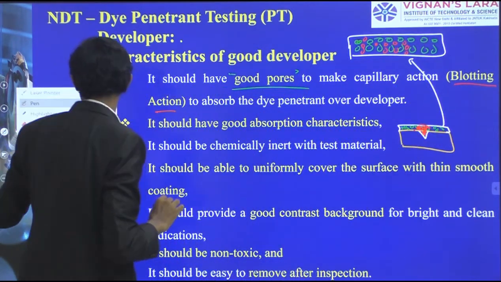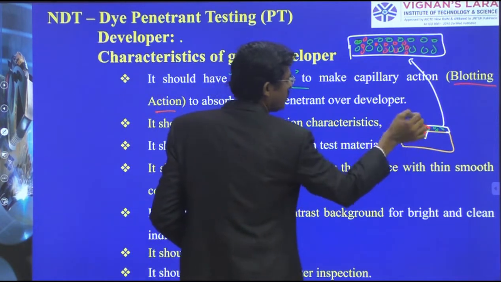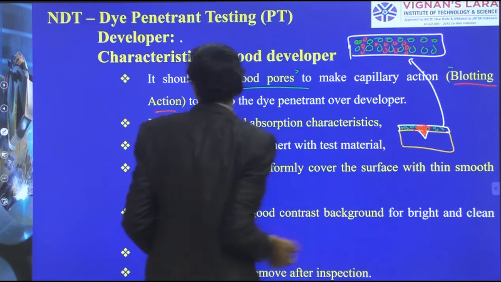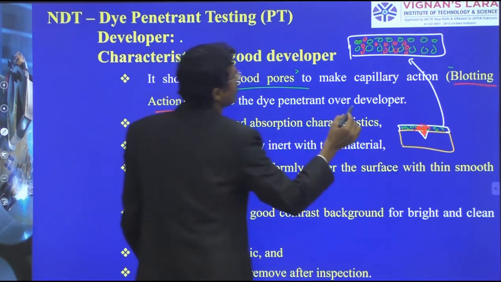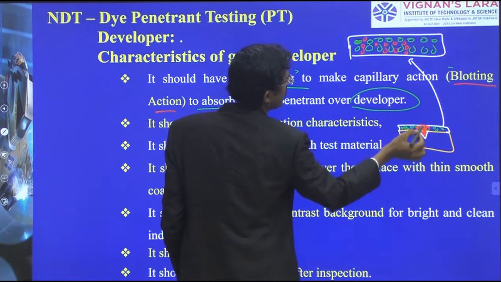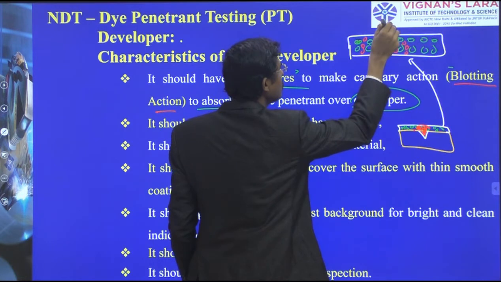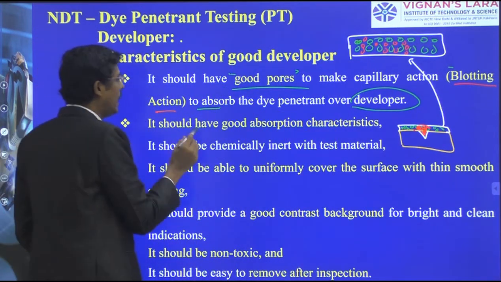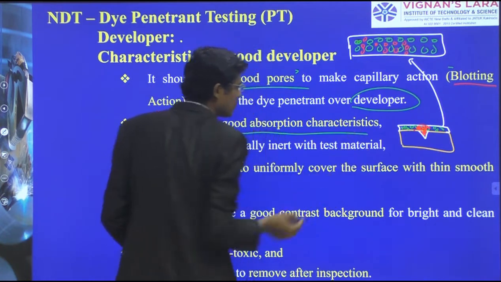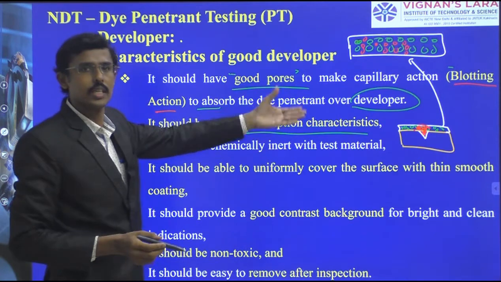The capillary action which takes place from the penetrant to the developer, I am calling bloating, to observe the dye penetrant over the developer. So this is what happened: the dye penetrant shows over the developer, which is porous in nature. The next point: it should have good absorption characteristics. It is absorbing because, as it is porous, it gets absorbed.